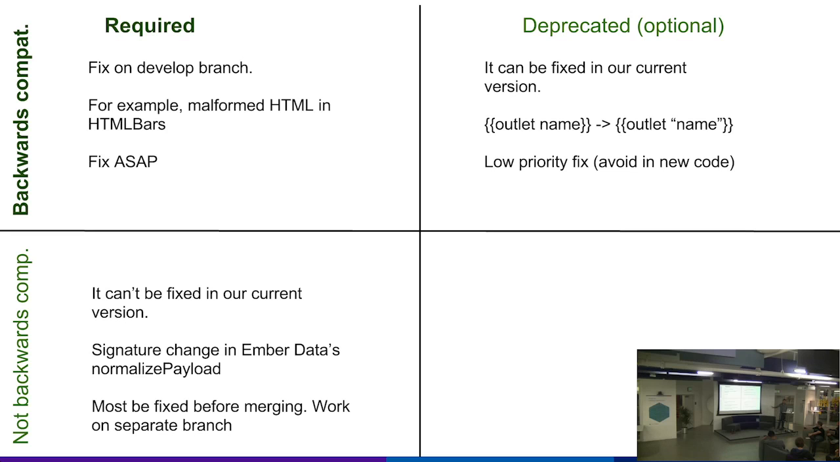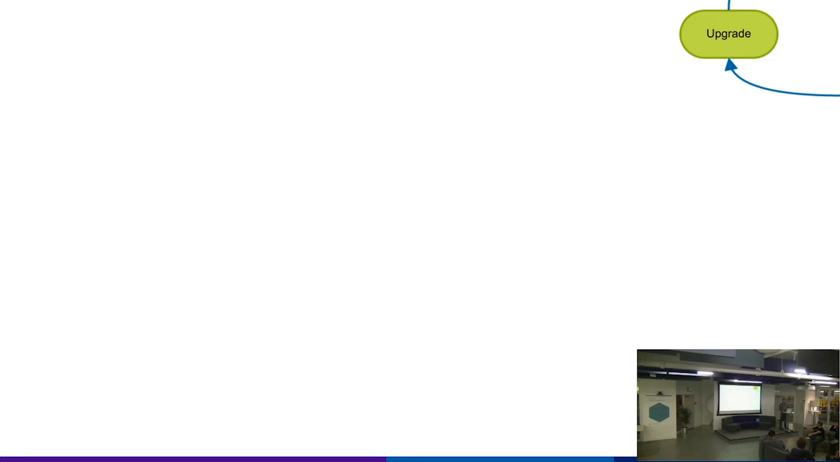And then finally, we have things that are not backwards compatible and are optional. I'm leaving a lot of links on the presentation. So we have a lot of examples of all of these. We documented all of these categories for our upgrade to 1.10 and 1.12. So that's going to be all in the links.